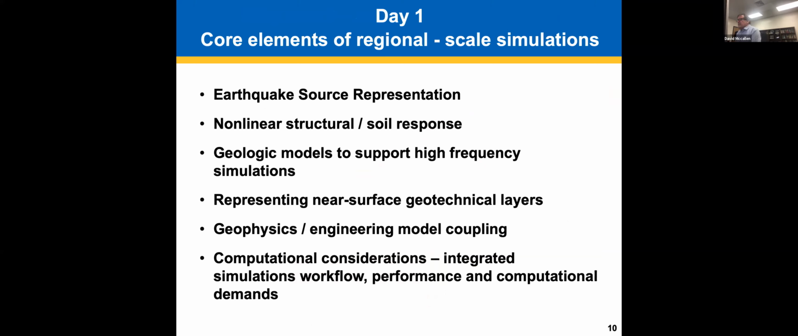If you've looked at the agenda, in day 1 we are touching on all the core elements of regional scale simulations, starting with the earthquake rupture source, moving through nonlinear structural and soil response. We've got a session dedicated to geologic models to support high frequency simulations. There are different ways to skin that cat using both deterministic and stochastic representations of geology. How do we represent near surface geotechnical layers? In a lot of the early simulations, we've often neglected that vexing near surface geotechnical layer where there may be very low shear wave speeds and nonlinear behavior. So how do we deal with that in the long term?